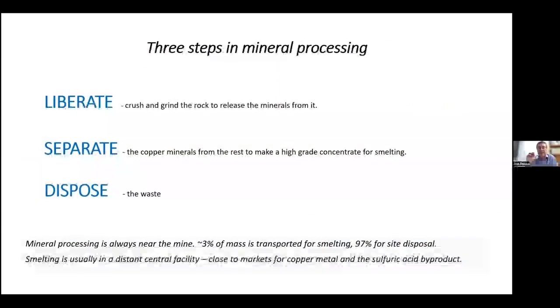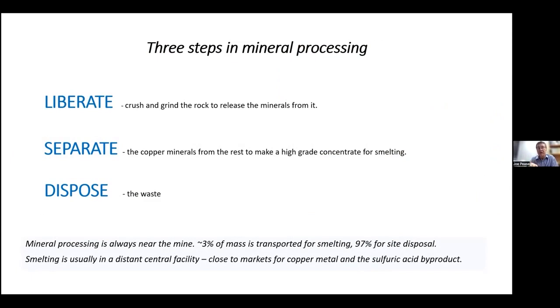There are three steps in mineral processing. First of all, liberate. You have to liberate those minerals that occur within the rock. Once they're liberated, you then have to separate the minerals from the rest of the rock to make that high-grade concentrate to be sent for smelting. But then on site, you have to dispose of the waste, what's left over. And that's why mineral processing is always near the mine. So maybe only 3% of the mass of the ore is transported to smelting. The other 95% is site waste and goes to disposal on site.